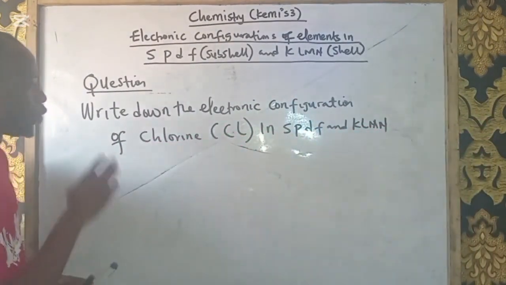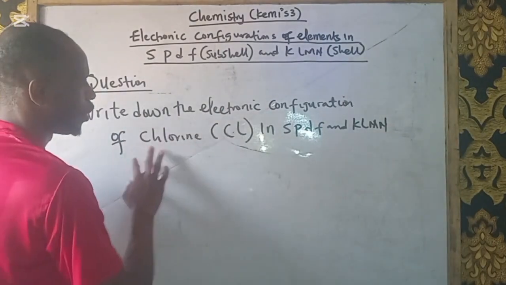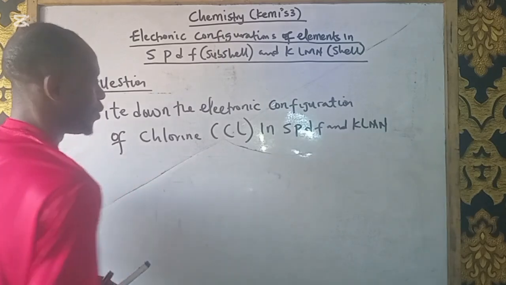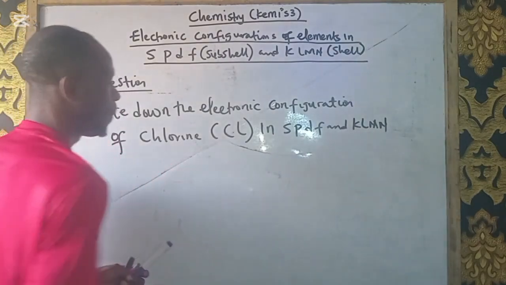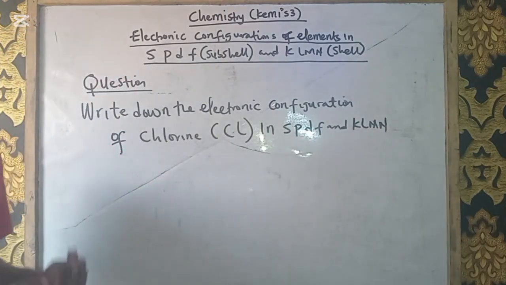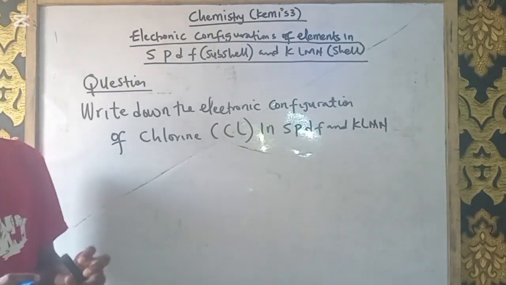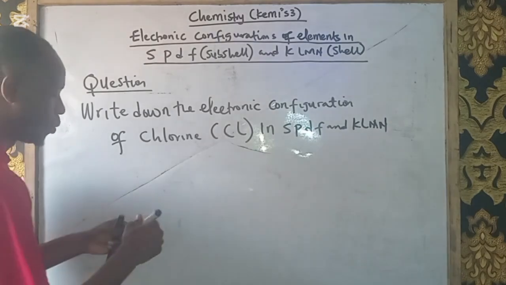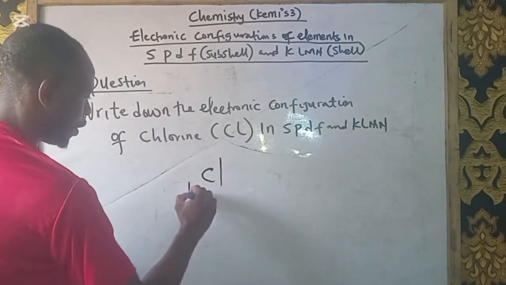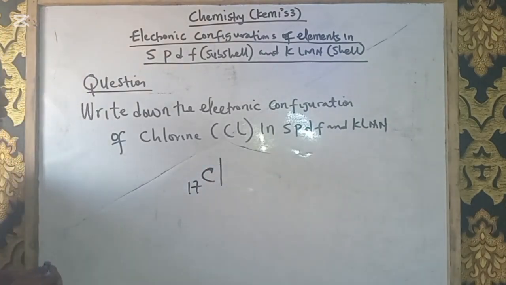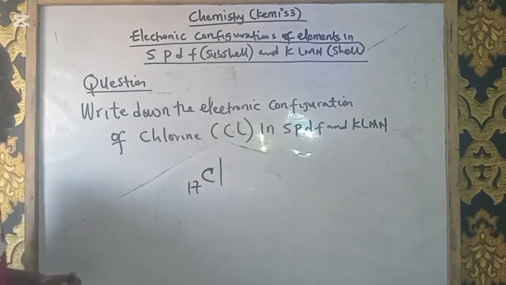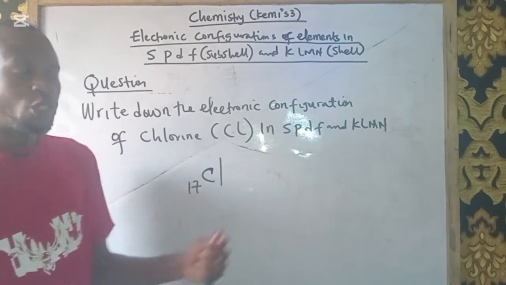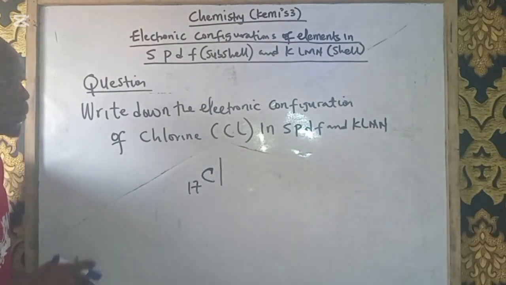We are told to write down the electronic configuration of chlorine in SPDF and KLMN, that is subshells and shells. Okay. Now, what do you need first? You need to highlight the atomic number of chlorine, and the atomic number of chlorine is 17. Don't forget that. So, for us to present our answer in SPDF, what do we need? We need a table. I've done that before in my previous video.